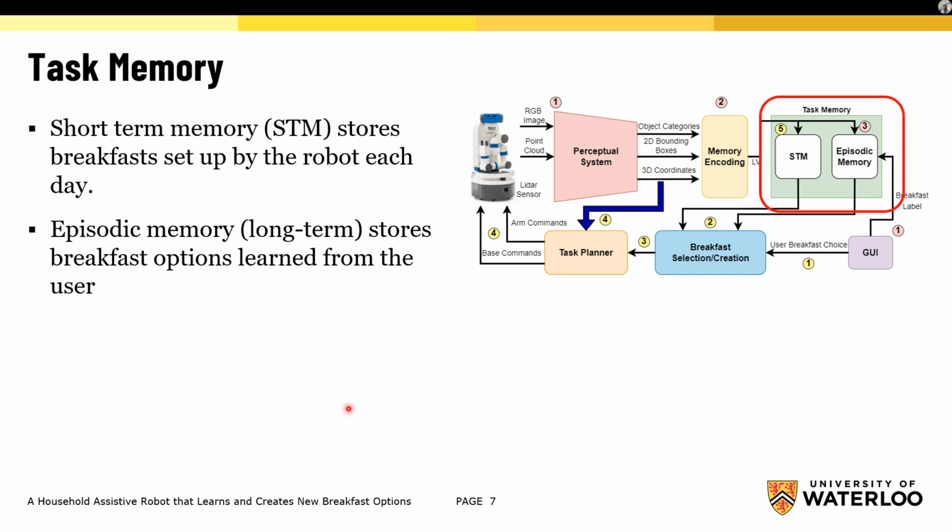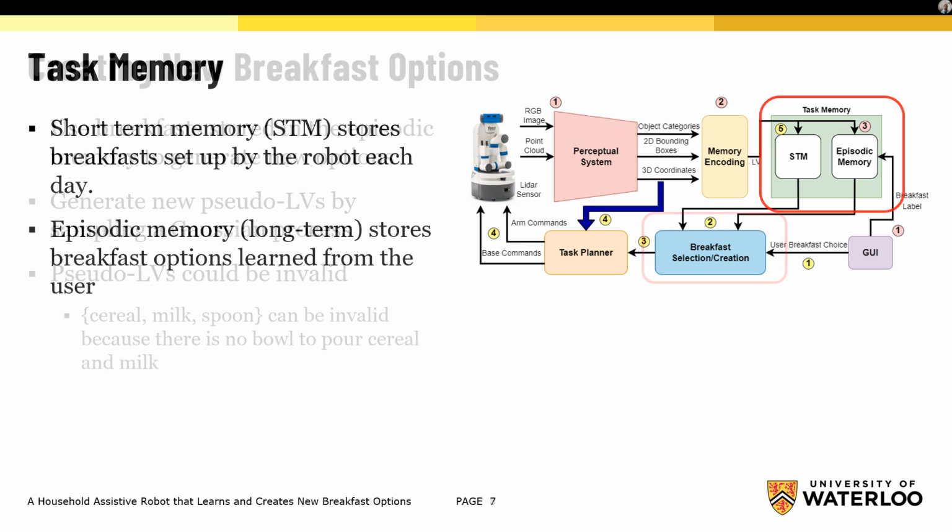Once the data has been encoded into latent variables, they are stored into the episodic memory. When users teach new breakfast options, they are stored in this long-term memory. We also have a short-term memory to store the daily breakfast options that are being set up by the robot, and that way the robot can remember what the user has been eating for breakfast for multiple different days.